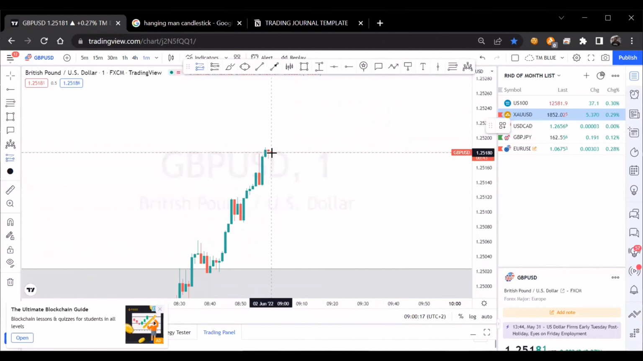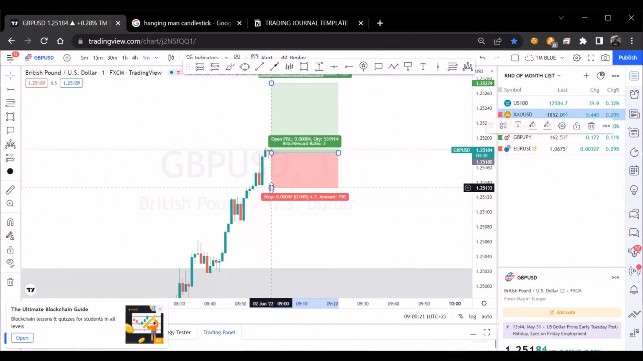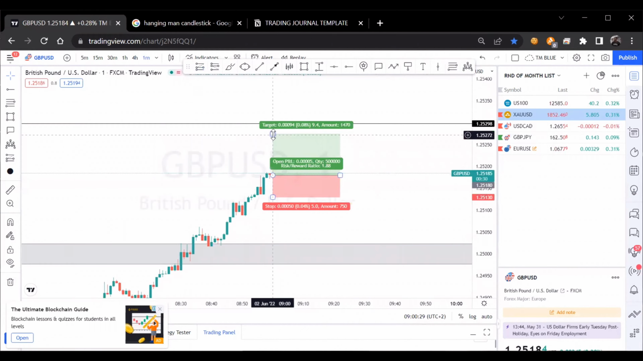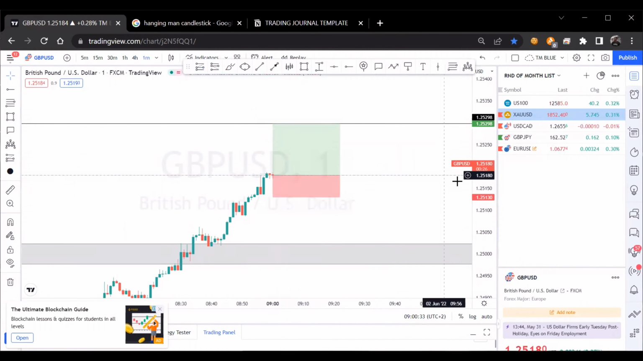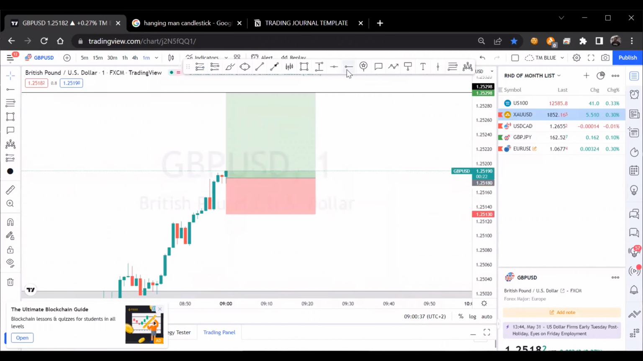Alright, we've just bought over here. Stop loss, let's put it here on that low there, because if it does come to that low, it means a violation of structure. We're now going to the downside, so we're going to take our take profit over here. Okay, let's see what happens.